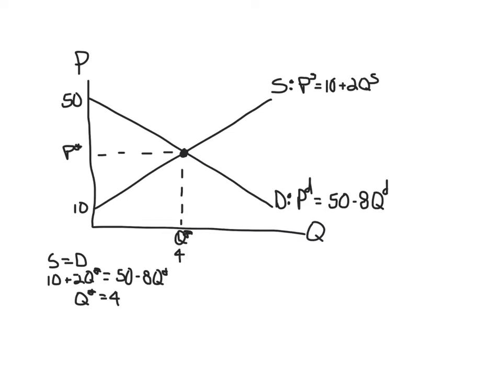And then we plug back that Q of 4, we plug it into either the demand curve here to solve for P star or the supply curve here to solve for P star. So let's go ahead and plug it into the supply curve. Either one will give you the same answer. And we get a supply price of $18. So each pack of cigarettes costs $18 and there are 4 of them bought and sold.